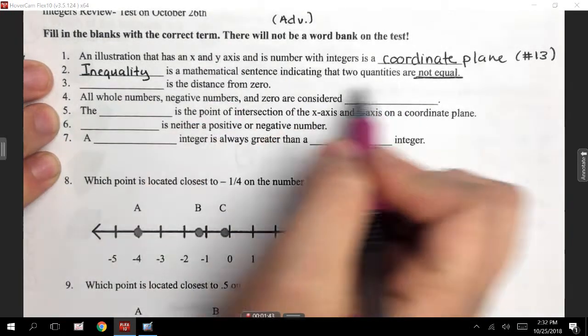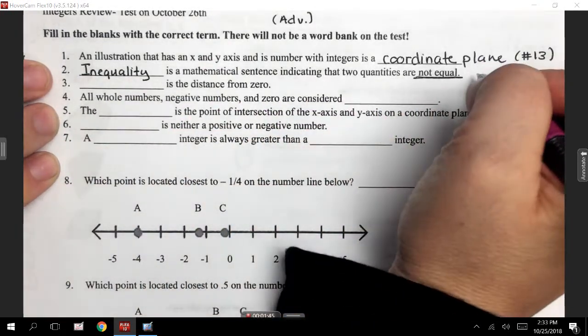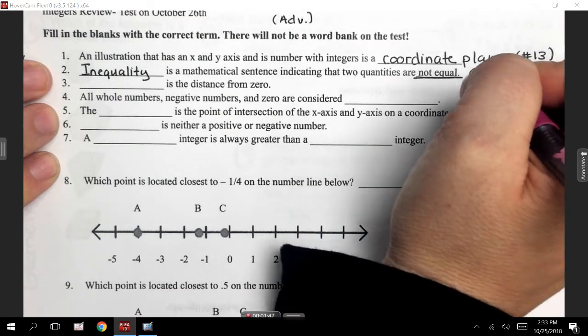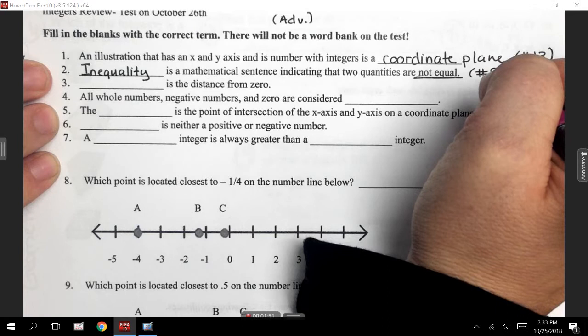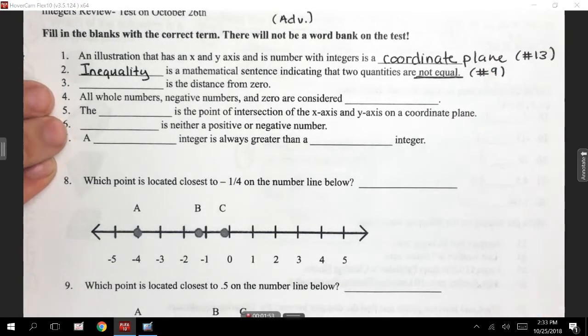But this is what we're looking for on the test. It's a mathematical sentence indicating they are not equal. If you needed to know where this was in our notes, this is on number 9 in our notes. That's where we should have found that answer.